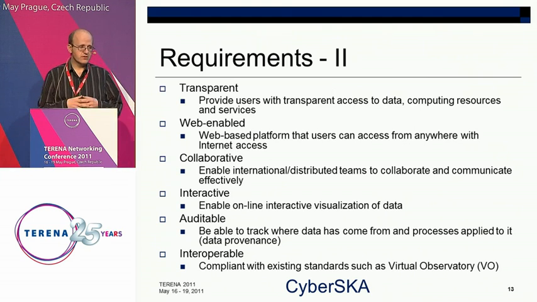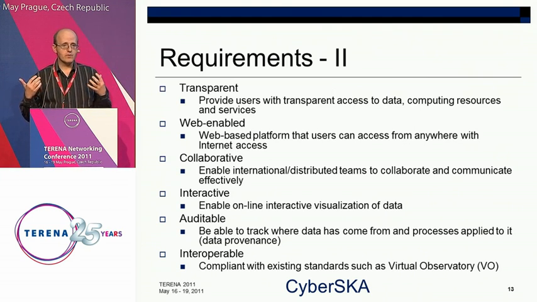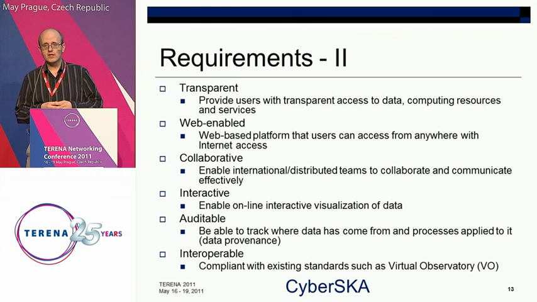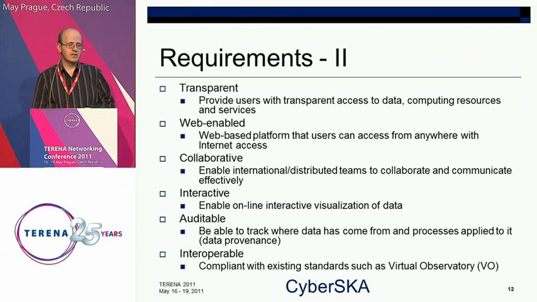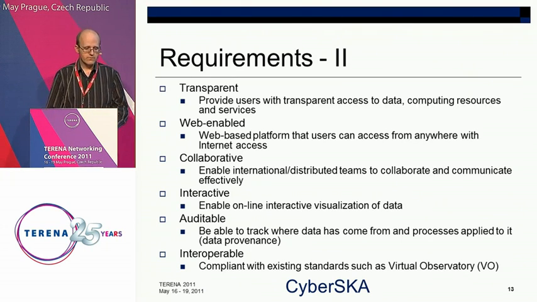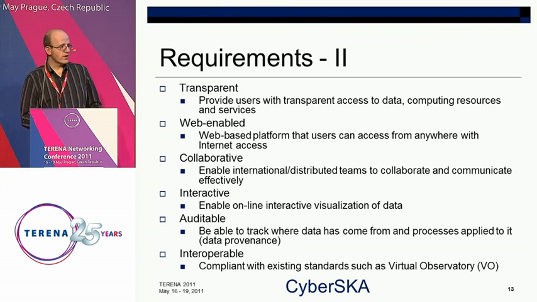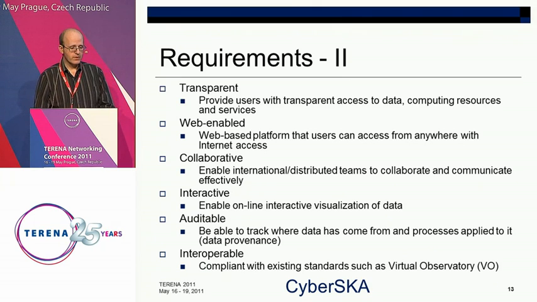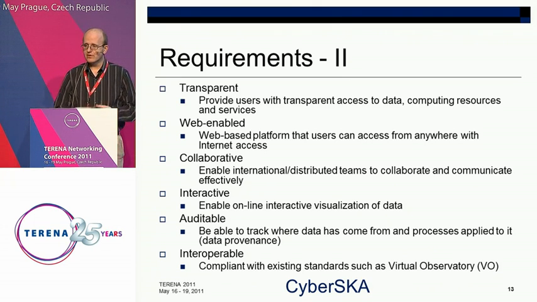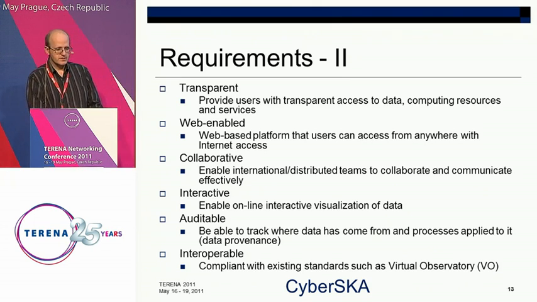So as I mentioned, we want to have a collaborative environment where these different research teams from around the world will be able to interact with each other. And we need interactive services to be able to access and visualize data online over the internet, and be able to track provenance, where data has come from, what's happened to it, where it is going, and be interoperable with different standards, such as the virtual observatory standards.